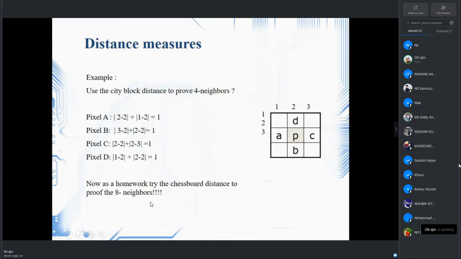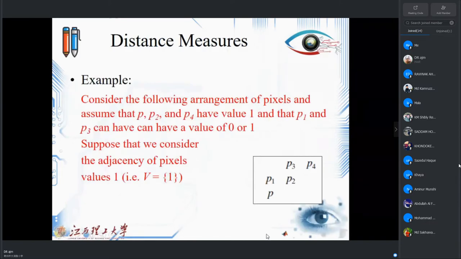And some more examples for distance measurement we will see. Suppose you consider the following arrangement that I show between pixels 1, 2, 3, 4, and P. You will see that P, P2, and P4 have the value 1, and P1 and P3 can have the value 0 or 1, and the adjacency pixel value set is V equal to 1.